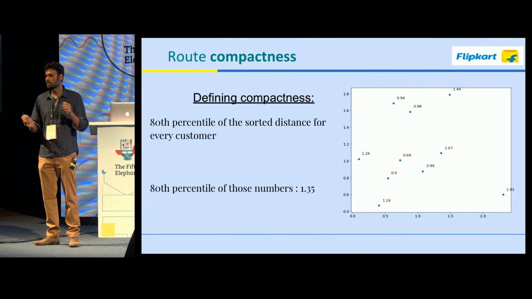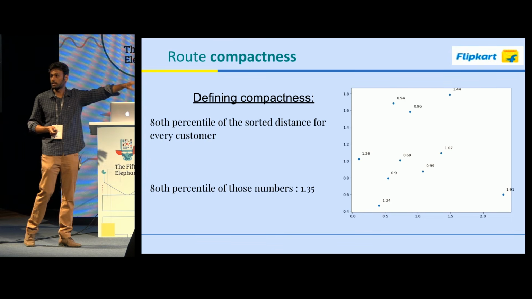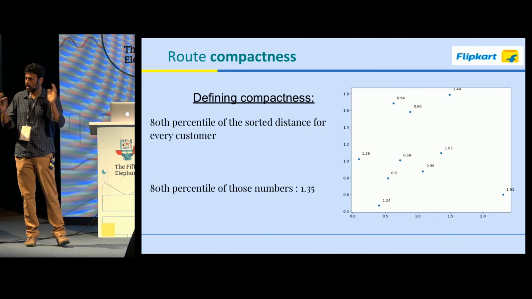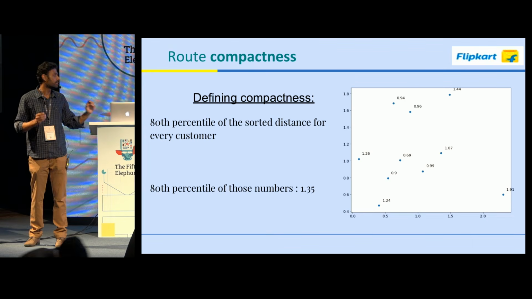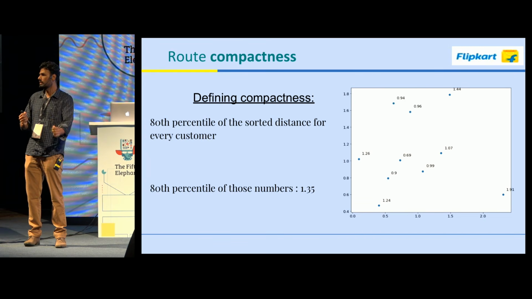And so you have those numbers for the cases on the right. If you imagine a set of points over there, the numbers represent the distance to the 80th percentile nearest neighbor, right? And then you get a collection of numbers, and then you basically take the 80th percentile of that. That gives you a number, in this case 1.35, which is a one-dimensional characterization of the spread of the route.